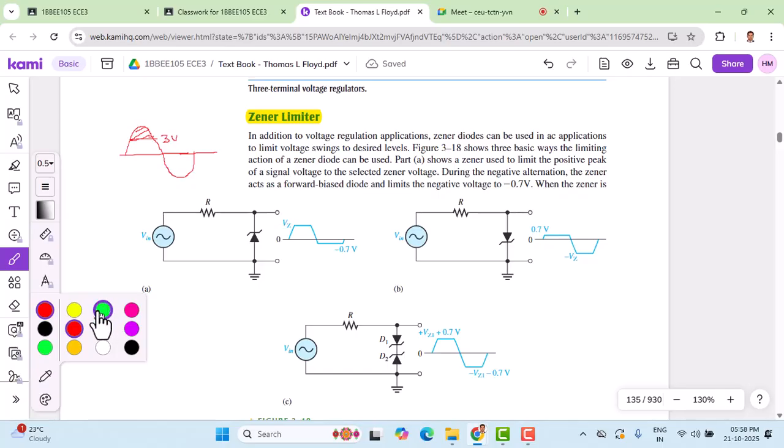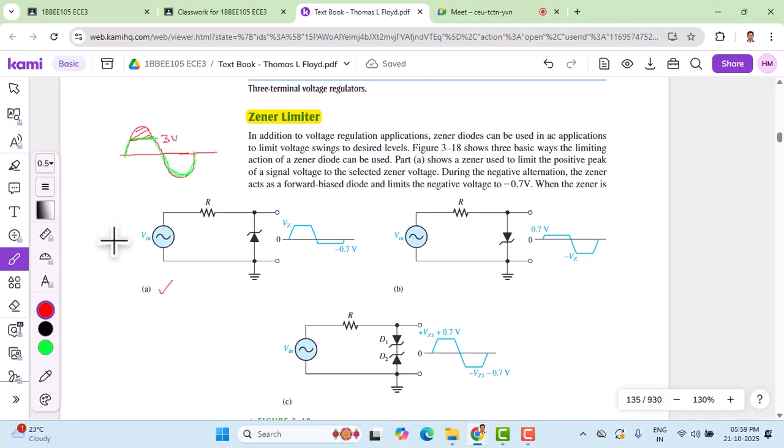shown in a different color so that you can visualize. I look forward to having output voltage in this way. I don't want to have voltage above 3 volts, and the output waveform is shown in green color like this. So this is the kind of waveform that I expect using a clipper circuit here. Now we'll see different Zener limiter circuits. Let us look at the first example here.